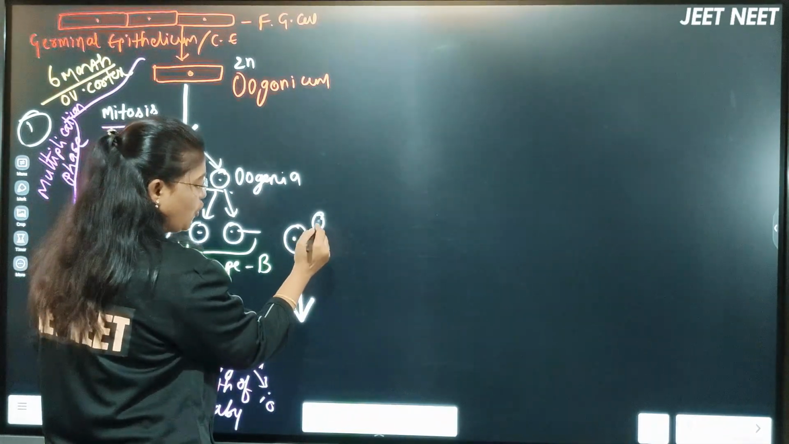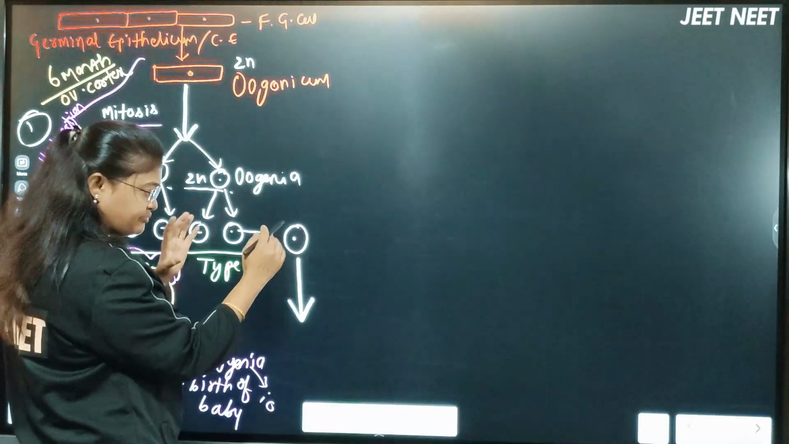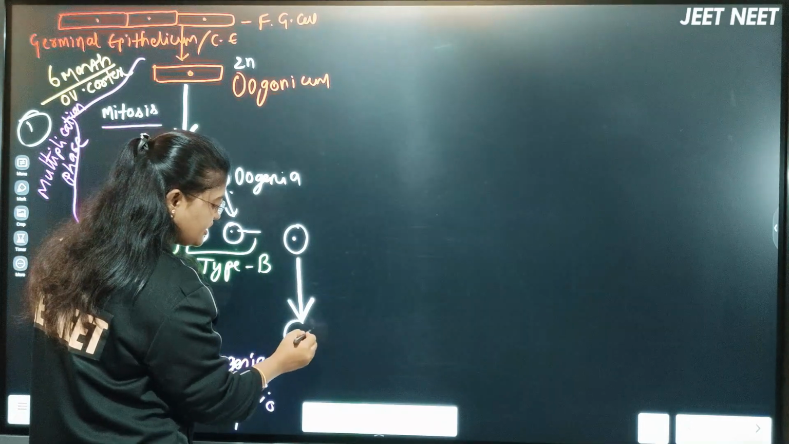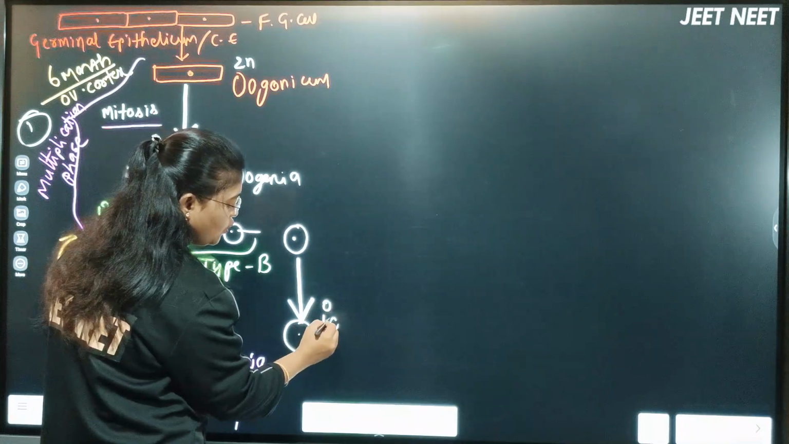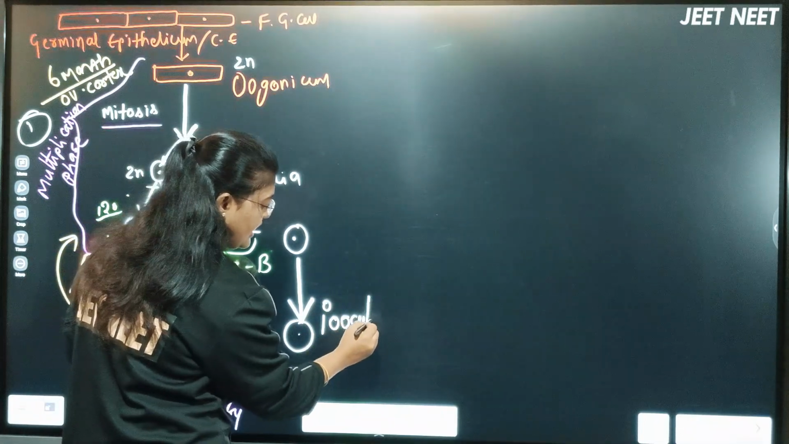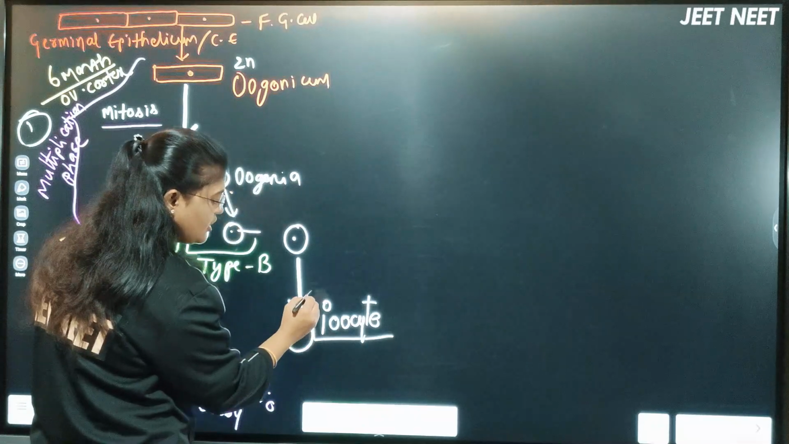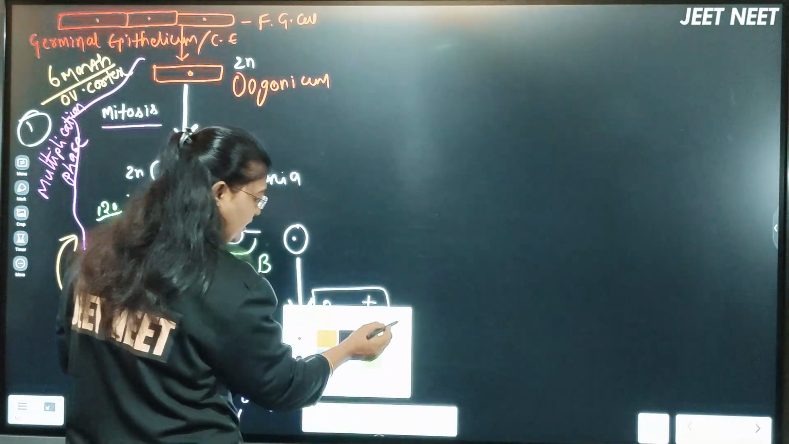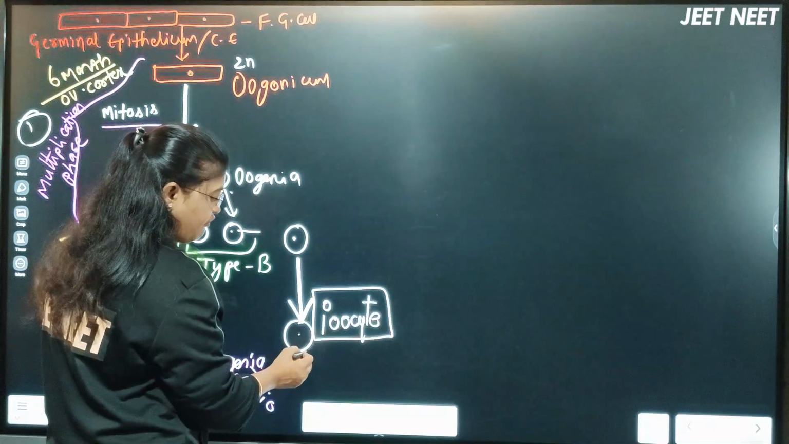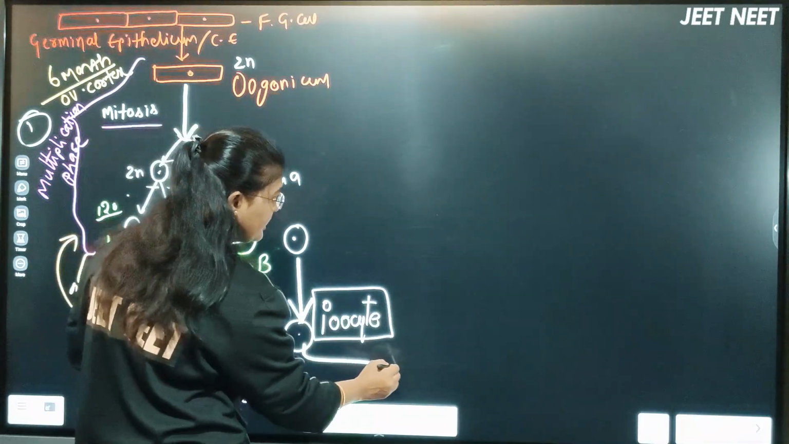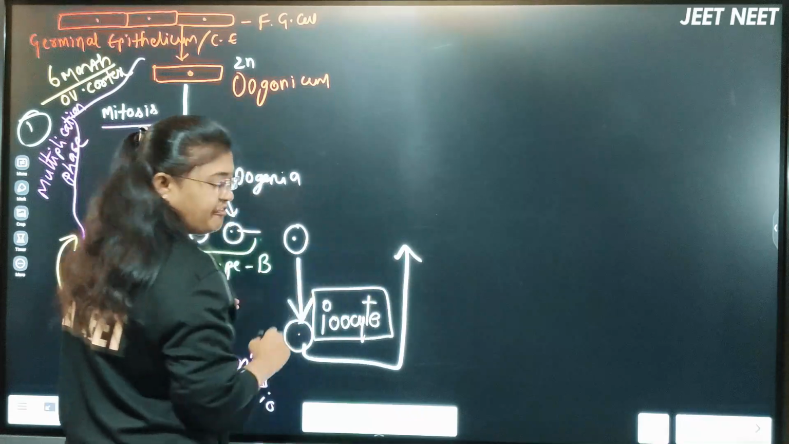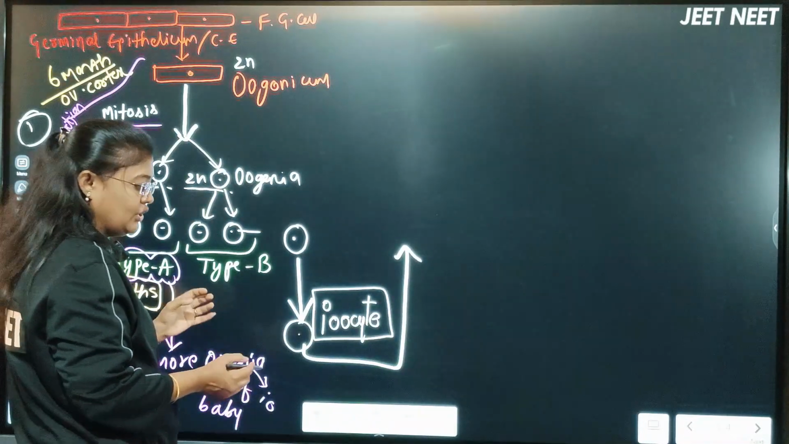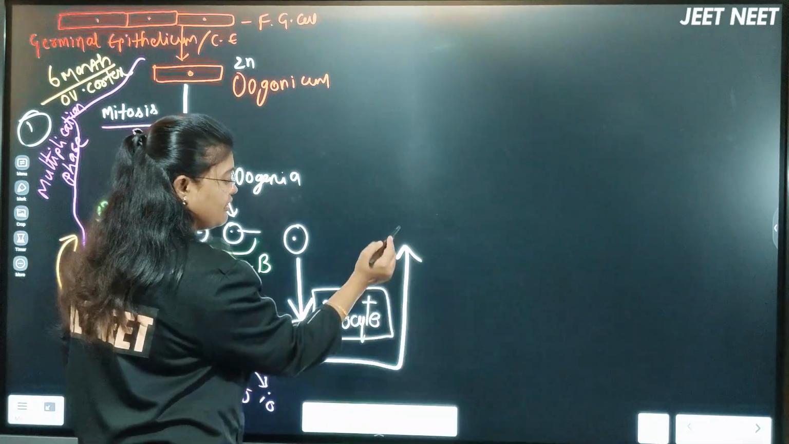This oogonia present here is going to be converted into which oocyte? Primary oocyte. This one is a primary oocyte, right? This primary oocyte further undergoes changes for the formation of a primary follicle. Look here: how will the primary follicle form?